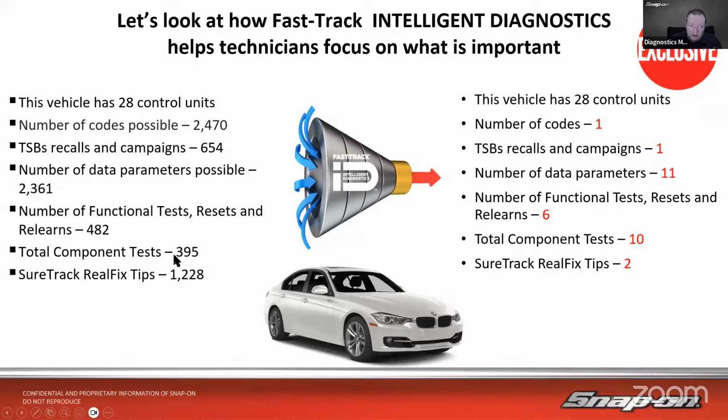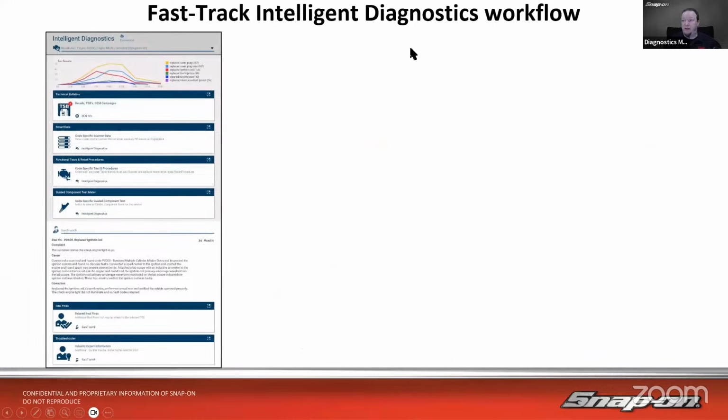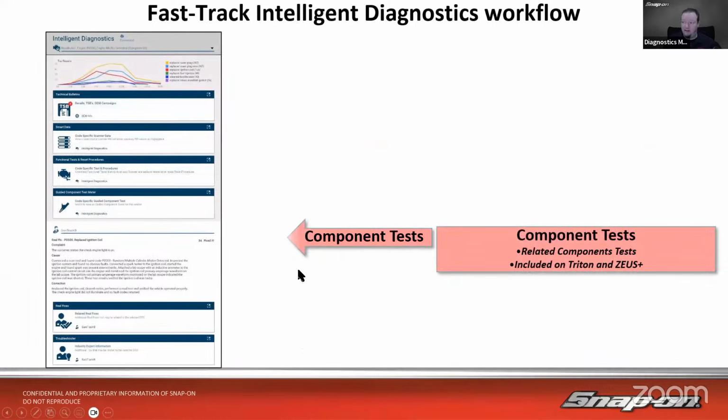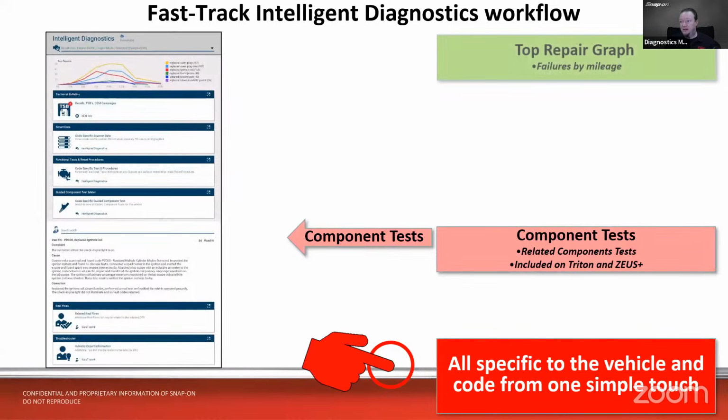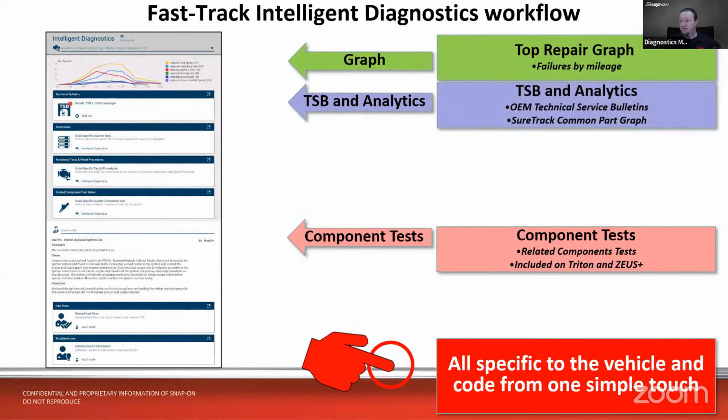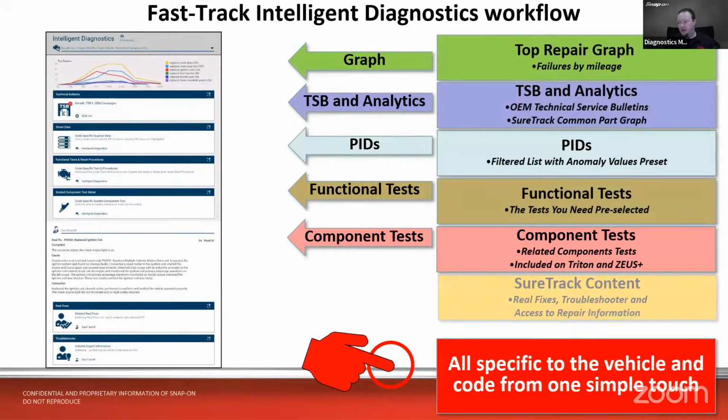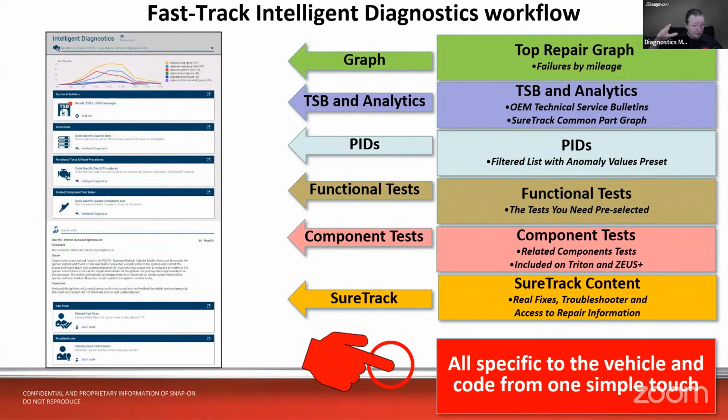Could I do it if I wanted to? Sure. You've got time. I don't have time. I like saving time. So that's what helps out with that. So the Fast Track Intelligent Diagnostics workflow gives us that information, gives us the component tests, gives us the top repairs graph, gives me the TSBs and analytics, PIDs, functional tests, and SureTrack content, all specific to the vehicle and the code from that one little touch on the screen. It gives me all that information within seconds. Downloads it from, once again, data services, and gives me that information in seconds.